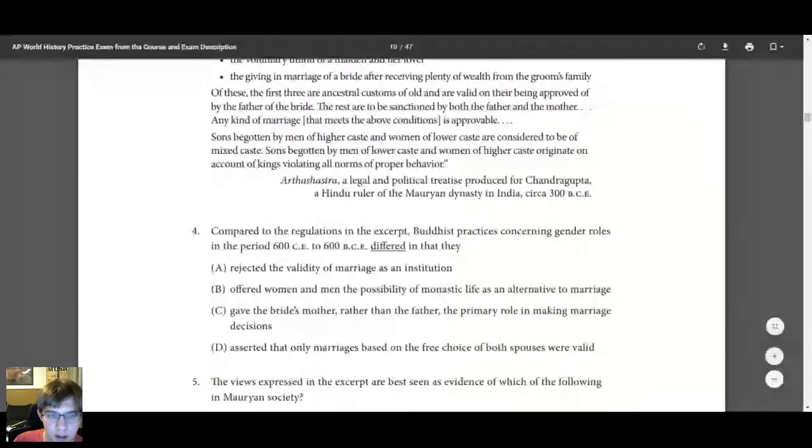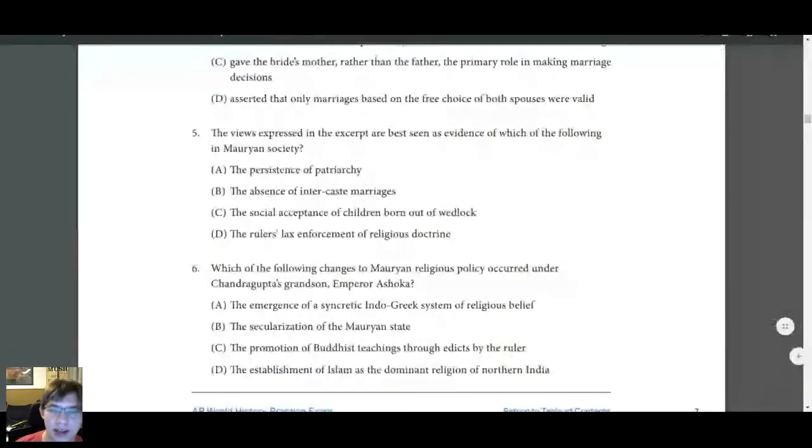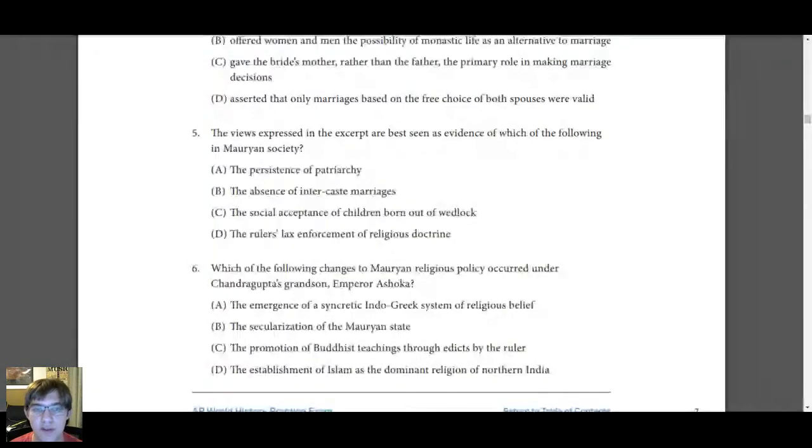All right. Question 5. We're just going to start chugging through these. The views expressed in the excerpt are best seen as evidence of which of the following in Mauryan society? A, the persistence of patriarchy. B, the absence of intercaste marriages. C, the social acceptance of children born out of wedlock. Or D, the ruler's lax enforcement of religious doctrine.